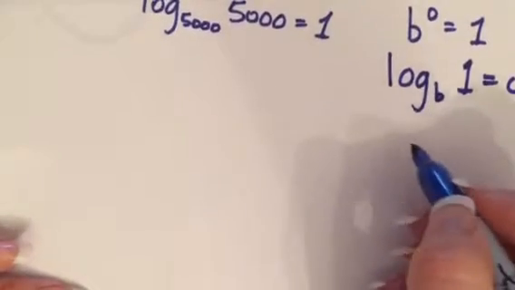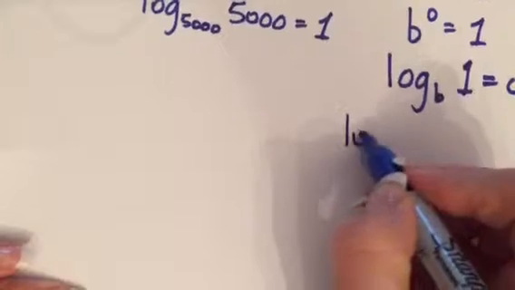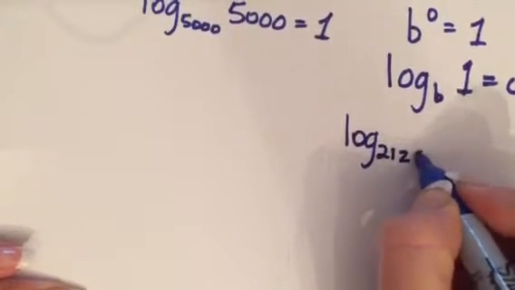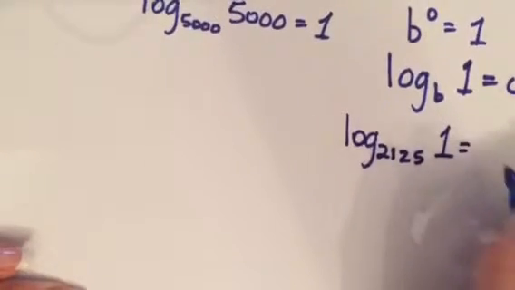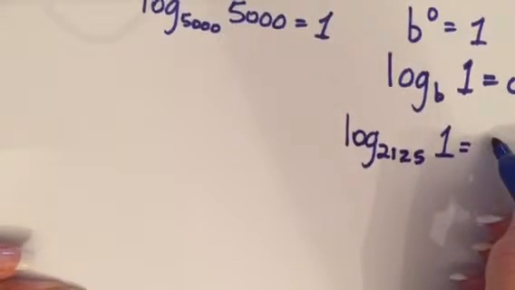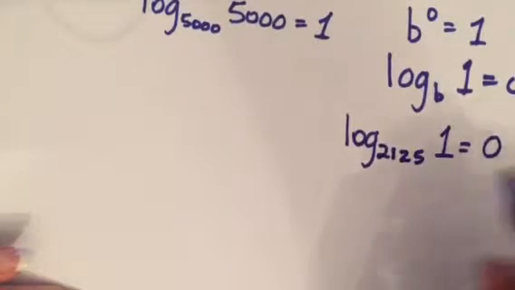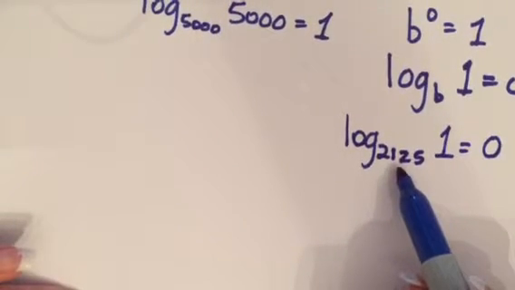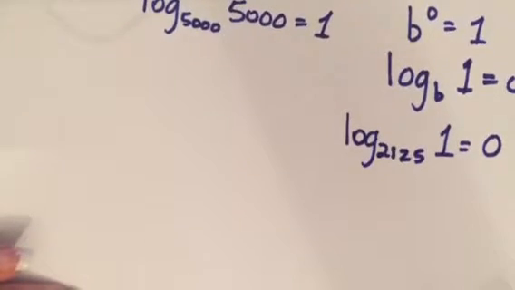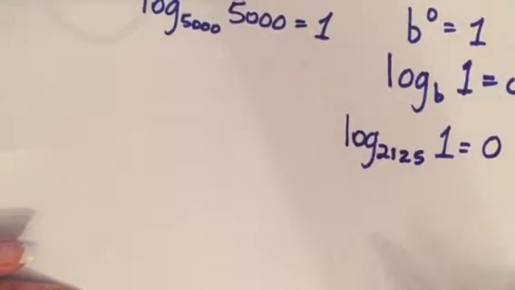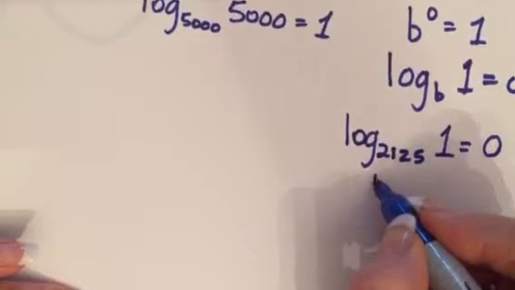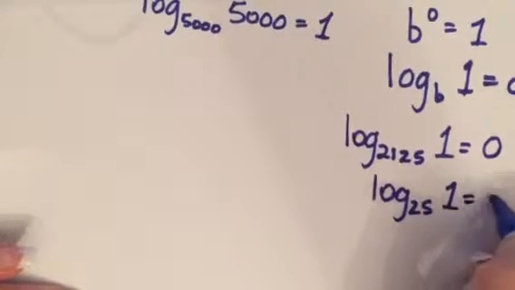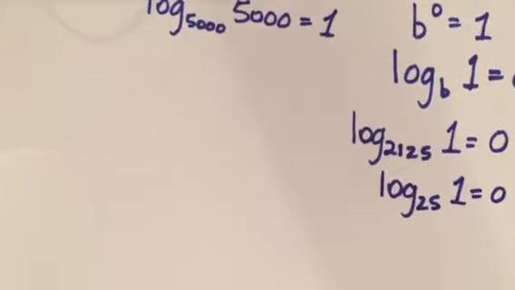So how about this one? Log base 2,125 of 1 is equal to, well, of course, that is 0. Okay. Whenever you have a log of 1, whatever that base is irrelevant. The answer is always going to be 0. Okay, or we might just say something as simple as log base 25 of 1. And that, of course, is 0 again.